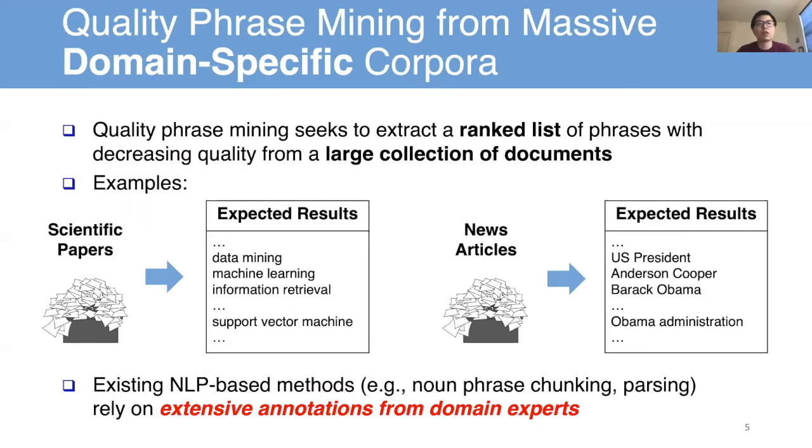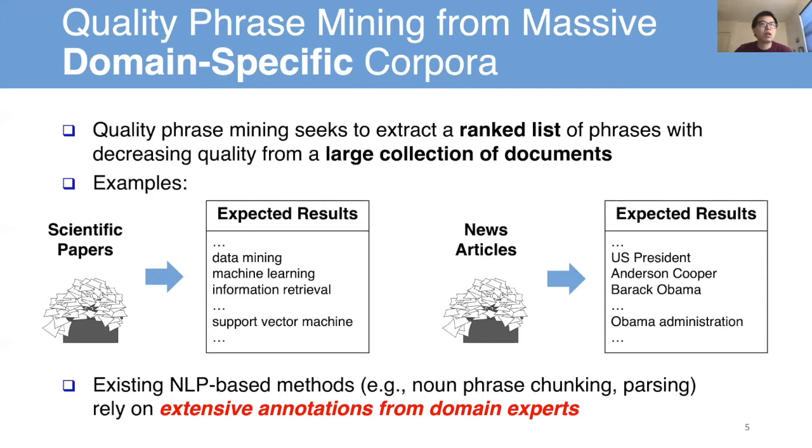Let's formally define the phrase mining problem here. We are looking for a ranked list of phrases with decreasing quality from a large collection of documents. The documents could be from different domains. For example, when the input is scientific papers, we can expect to extract some high quality phrases related to terminologies like data mining, machine learning, support vector machine. When the input is many news articles, we can expect to extract person names, organization names, and many others like locations, events, these kinds of things.